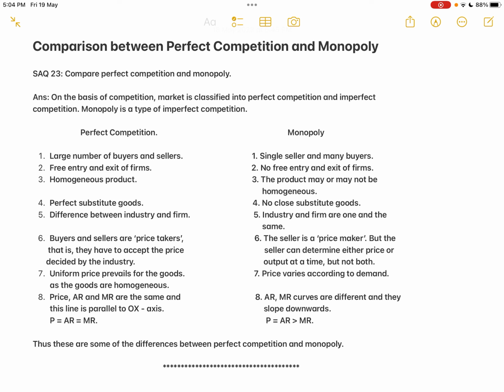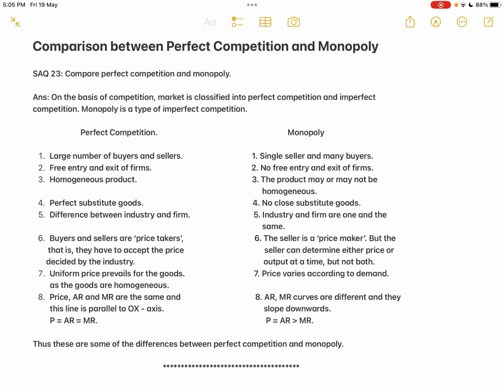In this class, we'll check out the next question. What is the comparison between perfect competition and monopoly? Okay, SAQ 23, compare perfect competition and monopoly. Now, we know the features of perfect competition. We also know the features of monopoly. So, let us check out what are all the differences between perfect competition and monopoly.